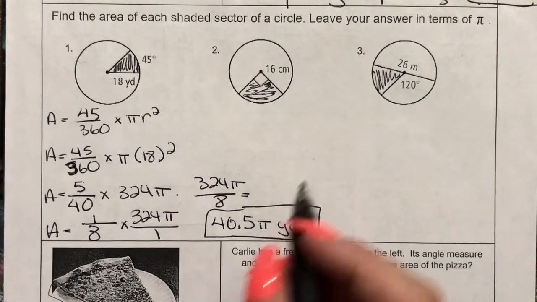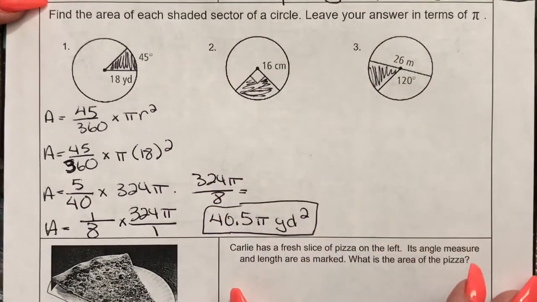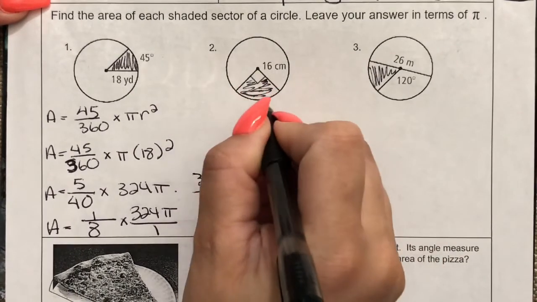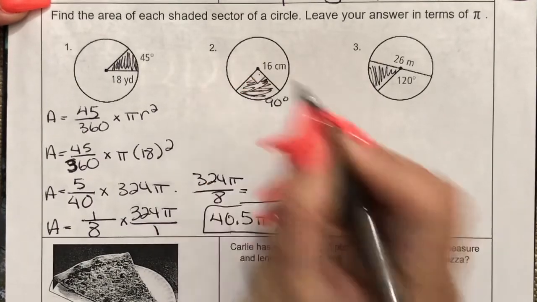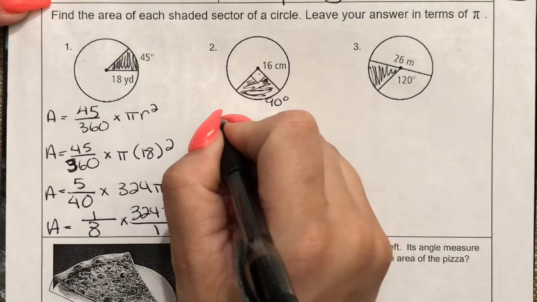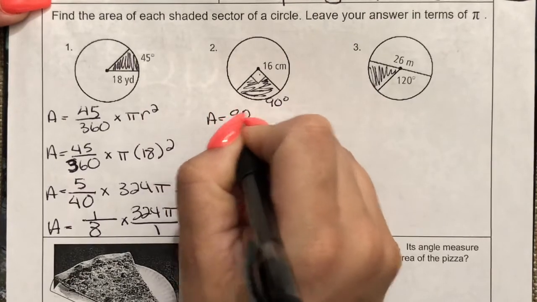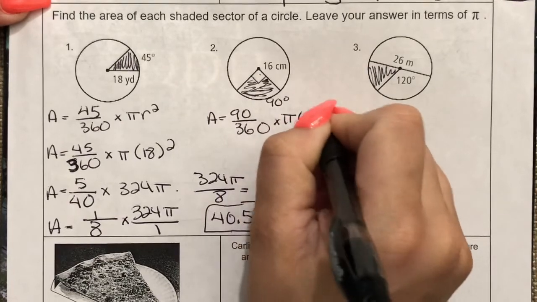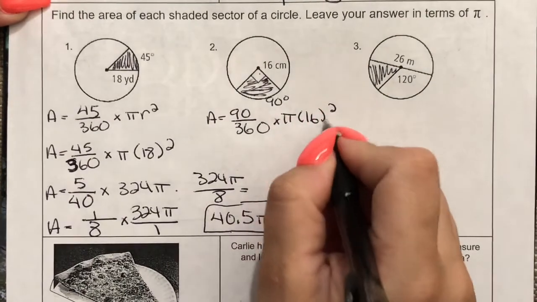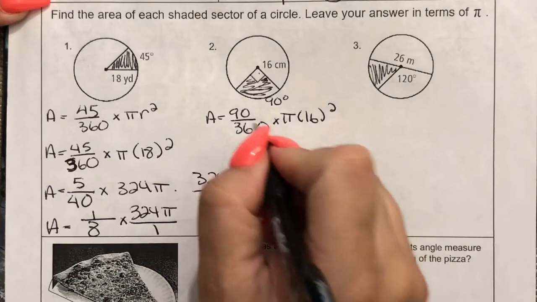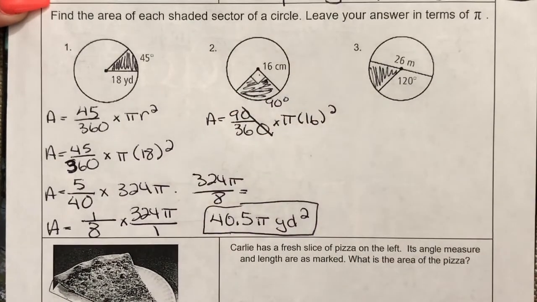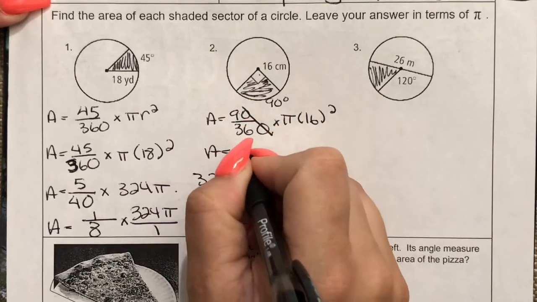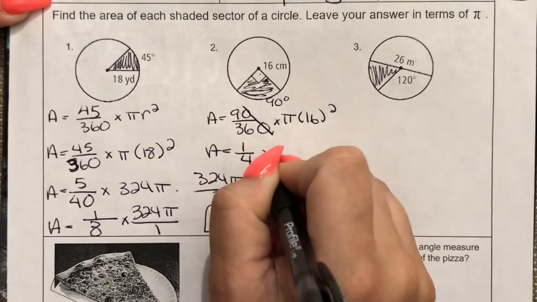So for the next one, I'm trying to find the area of this sector. My radius this time is 16, and I can see here that my degree is 90 because of that box there. So I'm going to have the area is 90 over 360 times pi r squared. In this case, it's 16. 16 times 16 is 256. I am going to cancel out those zeros. 9 over 36, I know is just 1/4.